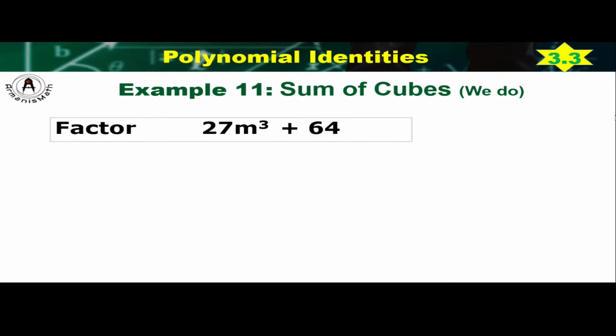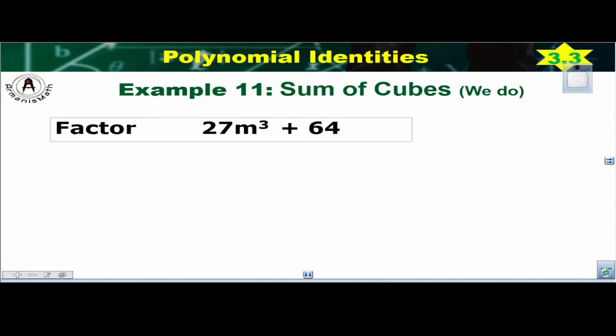And let's do this one here. I've got myself 27m cubed and 64. Well, what's being cubed here is 3m. What do you think is being cubed to give you 64? Can somebody tell me what's being cubed to give me 64? The 4 is. That's true. 4 is being cubed, and this guy here is going to be cubed to give you that amount.